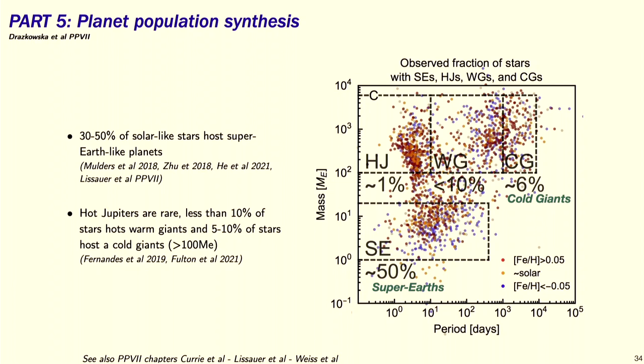So you can also box them into different classes and plot the observed fraction of stars with super-Earths, hot Jupiters, warm giants, and cold giants. If you look at super-Earths, an important finding is that about half of all sun-like stars host super-Earths, while if you go to cold giants, that's a much smaller fraction. You know, 6 to 8% of all sun-like stars hold cold giant planets. So these are the constraints.